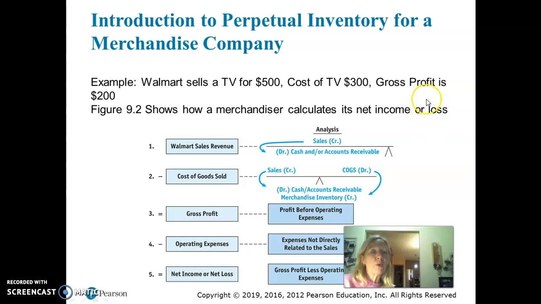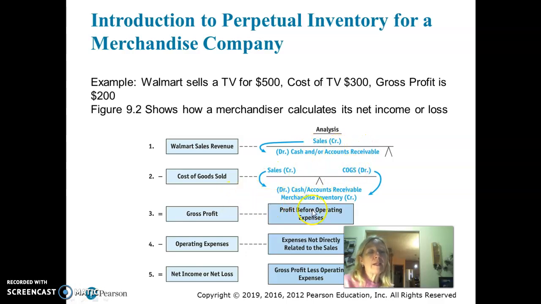Okay, so I'm not going to spend too much time on this, but it's a good thing because it really does show you how a business would work. So if Walmart sells a television for $500 and the cost of that TV was $300, revenue is $500, cost of goods sold is $300, so your gross profit would be $200. So that would be a gross profit on sales.